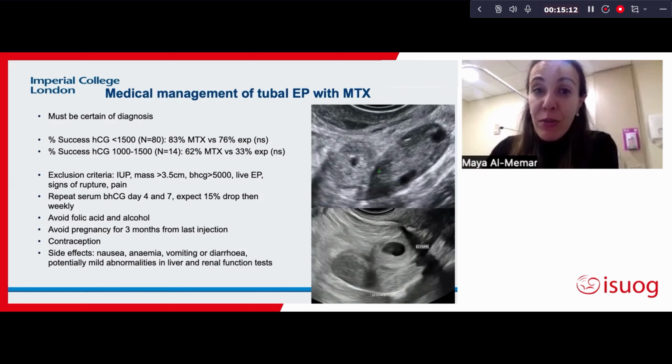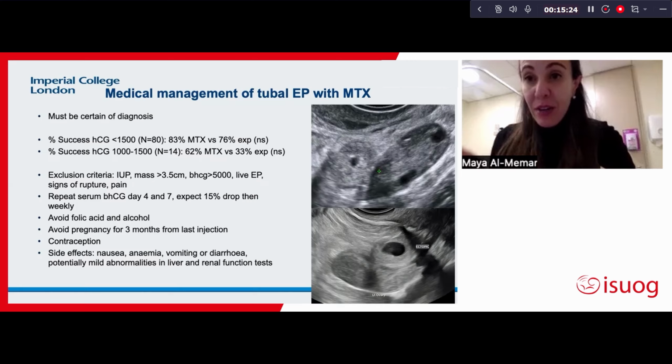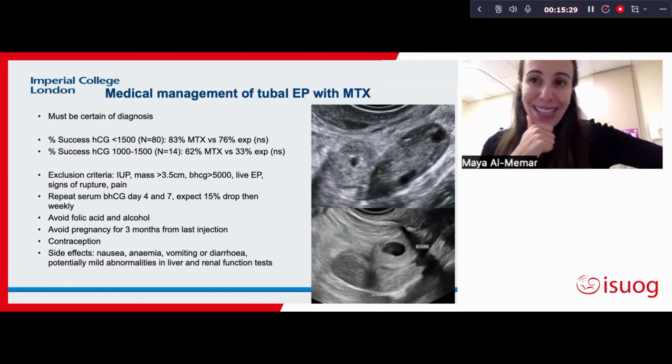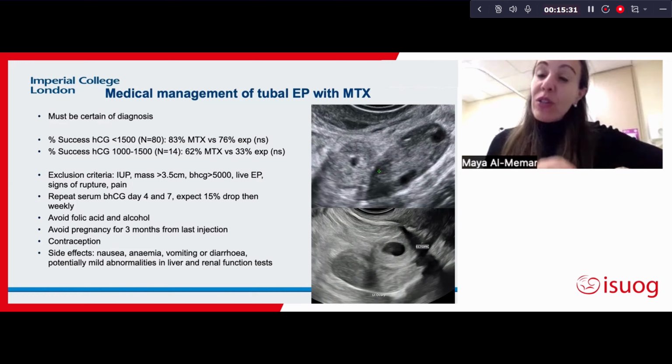In terms of medical management with use of methotrexate, again, I would urge you that you must be certain of the diagnosis. We tend to very rarely use methotrexate at a first scan. We tend to be sure of the diagnosis with serial scans and serial HCGs before offering a patient methotrexate. This is because of the significant harm and teratogenicity to any possible intrauterine pregnancy. So please exclude intrauterine pregnancy and be certain of that before offering methotrexate.